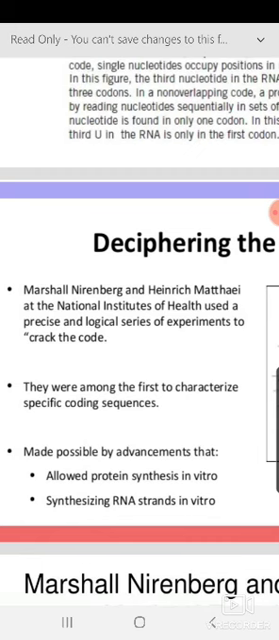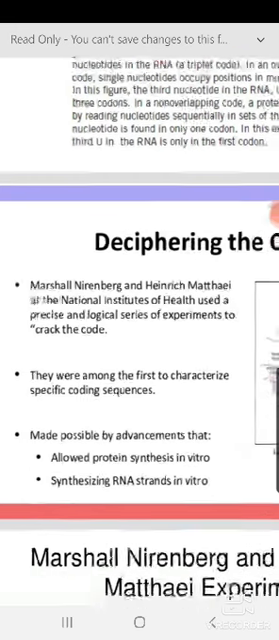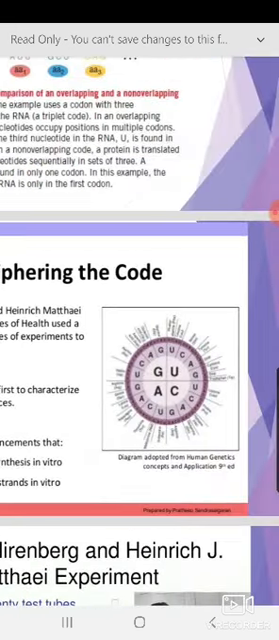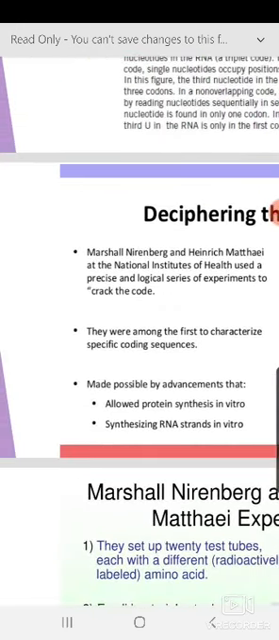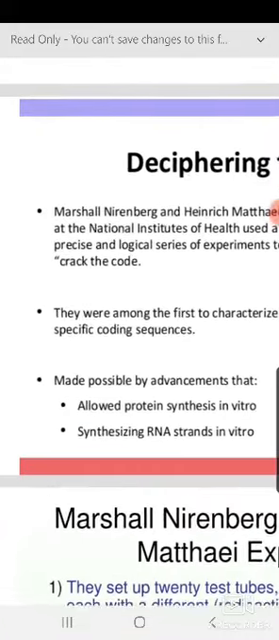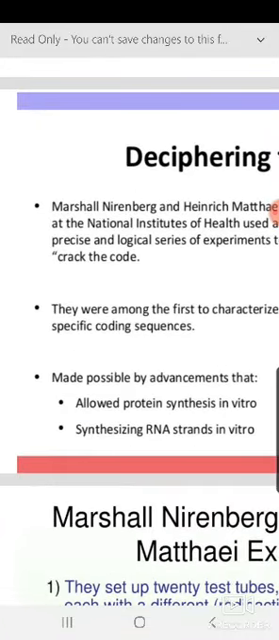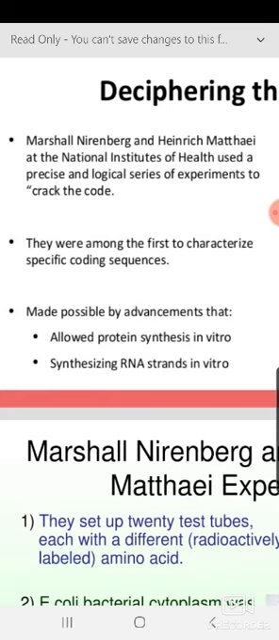So they were among the first to characterize the specific coding sequence, the combinations, and the universal nature. This was made possible by protein synthesis in vitro. Remember what the meaning of that is: allowed protein synthesis in vitro means a cell-free system. Then synthesizing RNA strands in vitro.